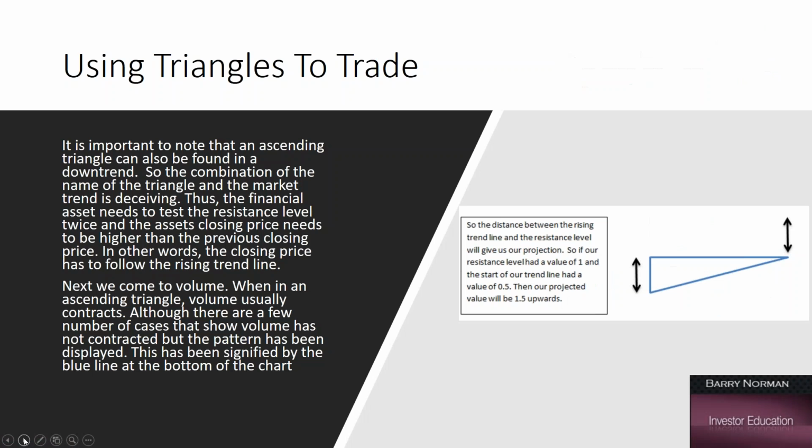There we go. Okay, using triangles to trade. It's important to note that an ascending triangle can be found in a downtrend. Okay, it's rare, but it can happen. So the combination of the name of the triangle and the market trend is deceiving. Thus, the financial asset needs to test the resistance level twice, and the asset closing price needs to be higher than the previous closing price. In other words, the closing price has to follow the rising trend line.